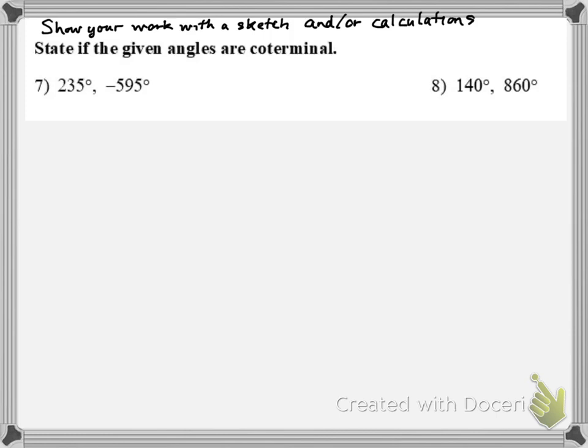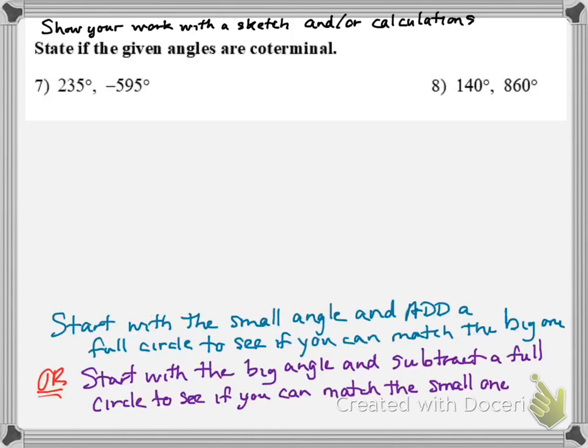To state if the angles are coterminal. So instead of finding coterminal angles, they want to know, are these angles coterminal? On the 18.1a assignment, the very last problem, we said, which of the following angles are coterminal to 300 degrees? And we had to start with 300 and add a bunch of times, subtract a bunch of times till we caught this. So we have two choices here. We can start with a small angle and add and add and add until we see if we can match the big one. Or we can start with the big angle and subtract, subtract, subtract, and see if we can match the small one.